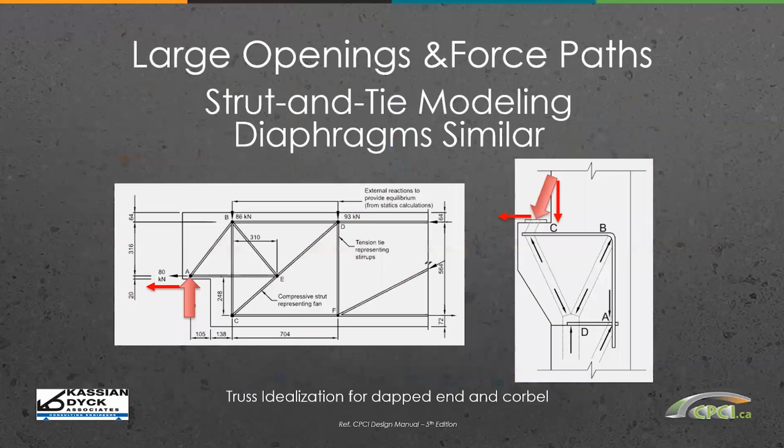So that's very similar to just a design on a dapped-end beam or a corbel, that same type of approach where we're looking at some type of truss and we have to follow the forces through the various compression and tension elements of our model, and then the connection in the node regions, and again, just following the forces through. So that similar idealization or approach could be used when looking at discontinuities and openings in diaphragms.